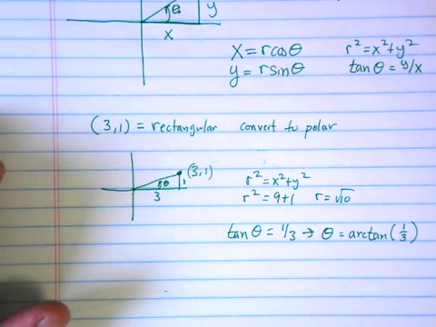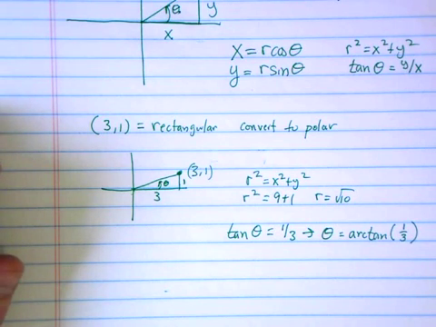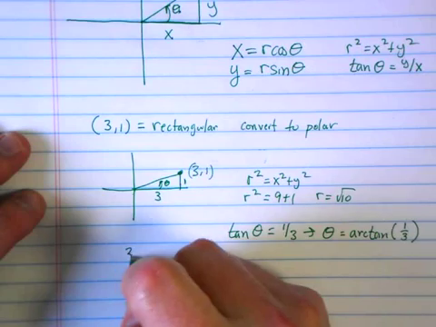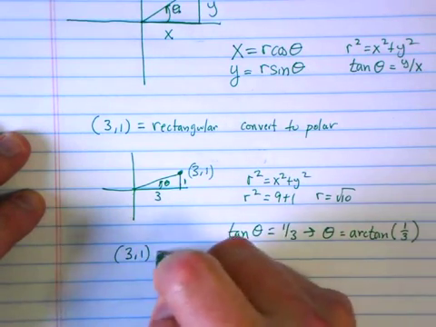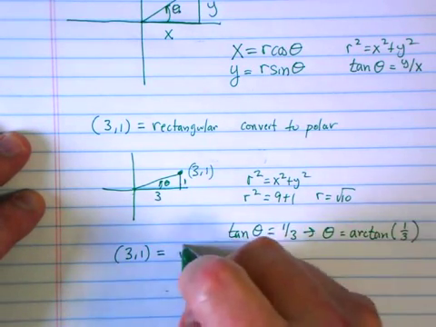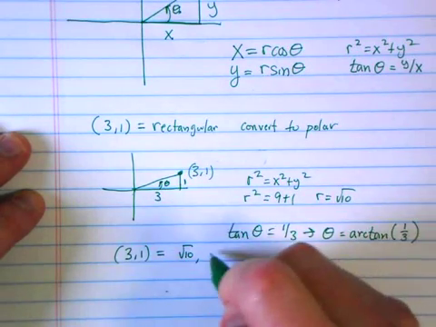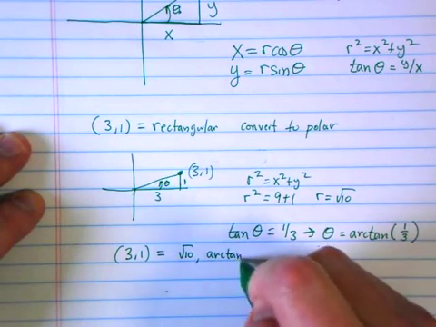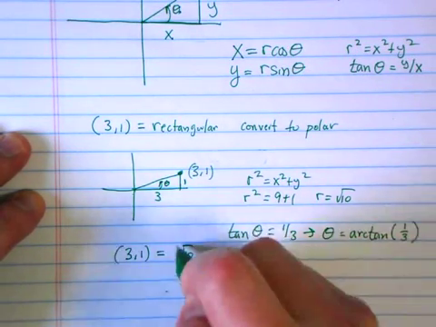You have two choices. Choice number 1 is type it into your calculator. Choice number 2, leave it just like that. That's a perfectly acceptable answer to me. All right, so our answer would be 3, 1 in polar form is square root of 10, arc tangent of 1/3.